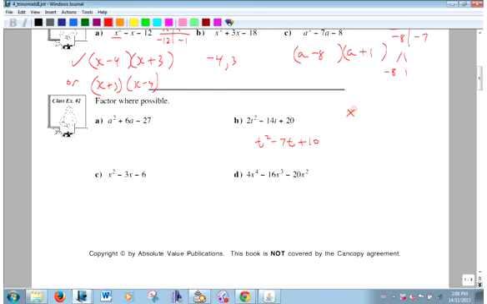What two numbers multiply to 10 and add to negative 7? Negative 5 times negative 2 is positive 10, and they add to negative 7. So that's 2 times, there's my 2 binomials, it's a t. One of the numbers is minus 5, the other one is minus 2. Okay?